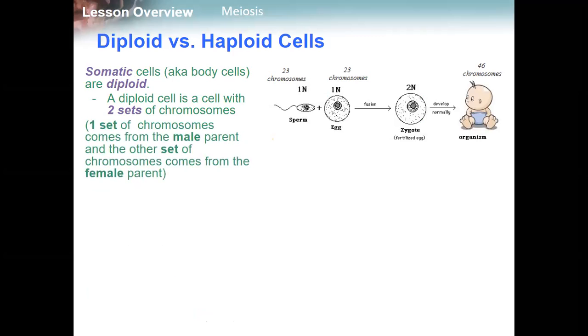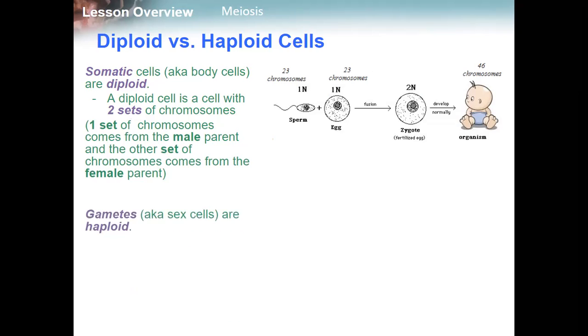What do I mean by that? Well, one set of the chromosomes, one set of your information, came from your dad's side. And the other set of information, or your other set of chromosomes, came from your mom's side. So that's what I mean by your body cells are made up of not only your dad's information, but your mom's information. That's why you have two sets of chromosomes.